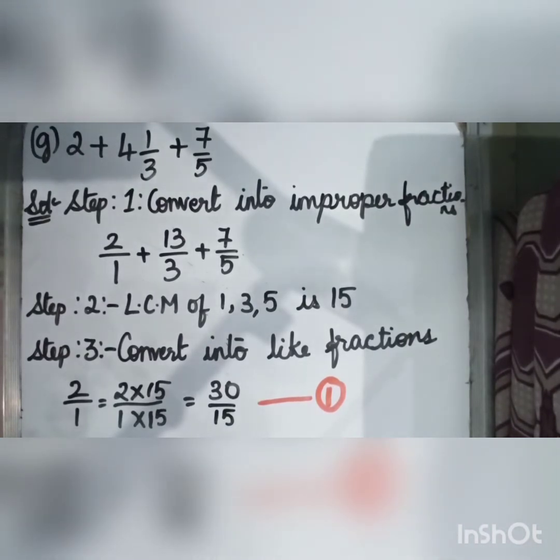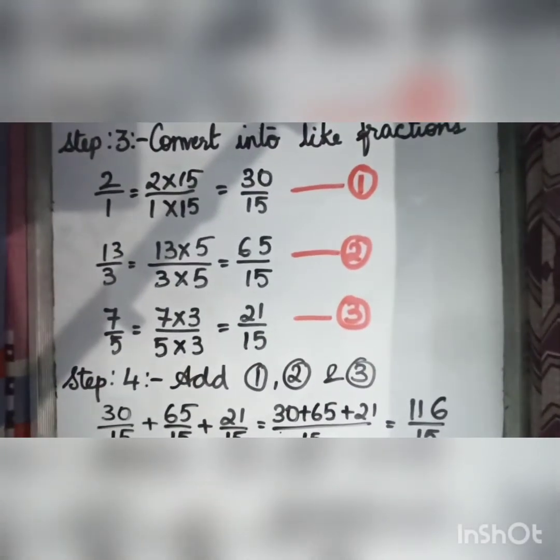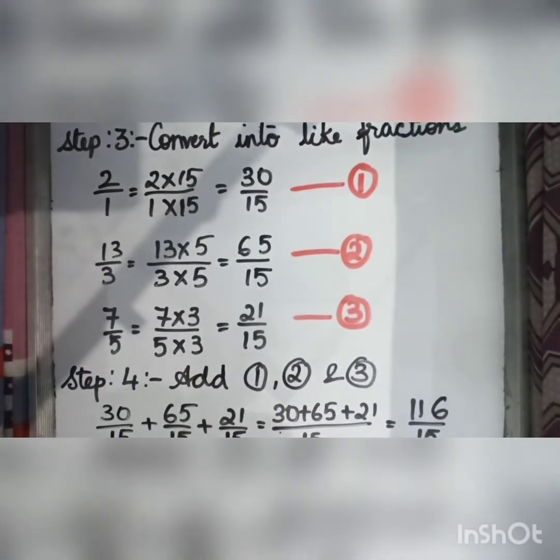2 by 1, 13 by 3, 7 by 5 are unlike fractions, so we have to convert them into like fractions. For that, first we take the LCM of 1, 3 and 5. Through prime factorization, we will take the LCM. So the LCM of 1, 3 and 5 is 15. Now all the denominators have to be converted into 15.